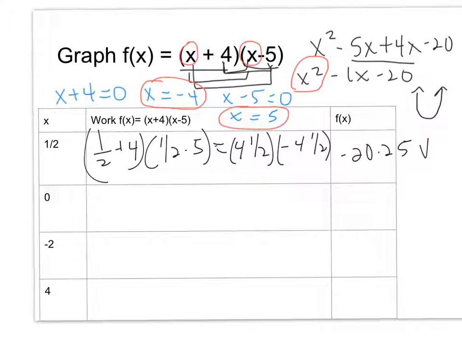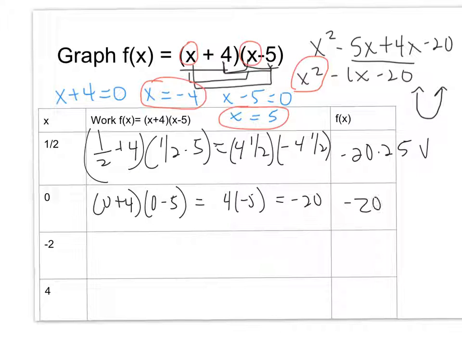While I'm here, I'm going to go ahead and plug in some more numbers. And so I randomly picked some numbers that were between negative 4 and 5 on my x-axis. So I'm going to plug in 0. So I'm going to have 0 plus 4, and I'm going to have 0 minus 5. So I'm going to have 4 times negative 5, and that'll be negative 20. So that'll be a point.